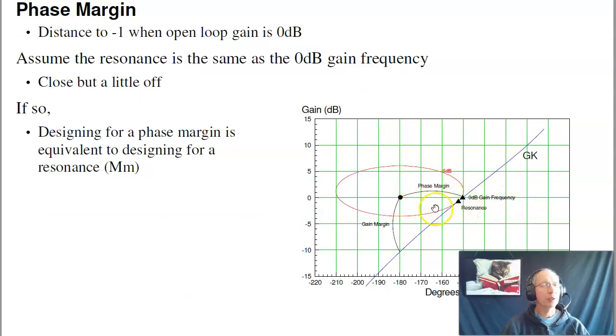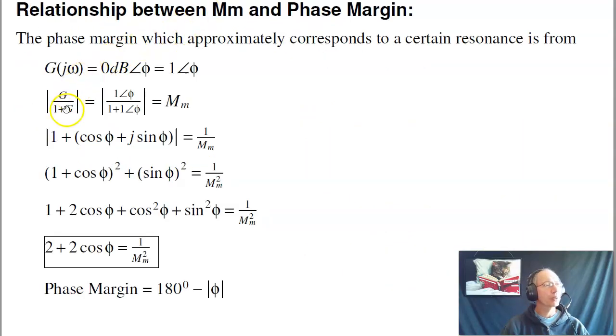The open loop gain is 1 when the closed loop gain is the maximum. So the closed loop gain is just G over 1 plus G. I know the gain is 1 because that's my assumption. The phase I don't know. Find the phase so that the resonance is M sub M. Doing some trig identities, let's flip it. The numerator is just 1, so ignore it. The magnitude of 1 plus e to the j phi, which is 1 plus cosine phi plus j sine phi, is 1 over M sub M.